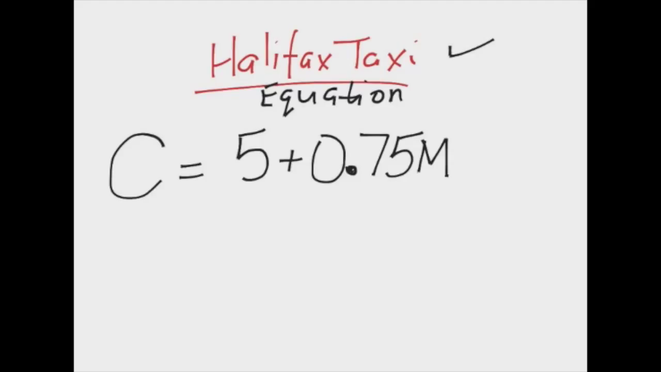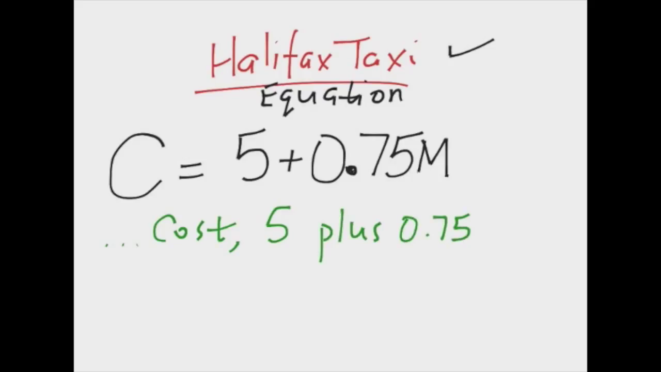C equals 5 plus 0.75m, where C represents cost, and the cost of a cab ride equals the $5 flat fee, if you recall correctly, plus 75 cents per minute. M represents the minutes that you're in the cab. Now the great thing about equations is that they're succinct, they're compact, but we can easily make predictions with them.